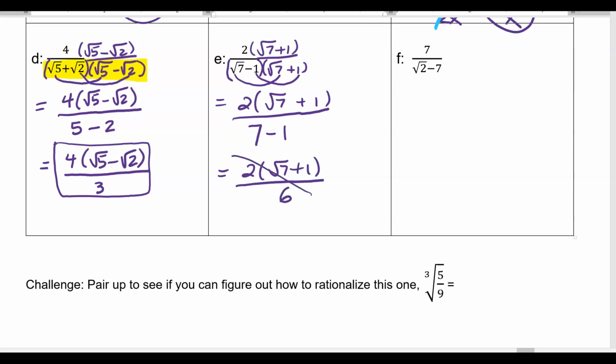But notice here, 2 can go into 6. That's why it's an advantage if you just leave those numbers in the front, not to multiply them through yet. So don't do that until you see that you have simplified all the way. And here we have a situation where 2 can go into 6 3 times. So that's square root of 7 plus 1 all over 3.